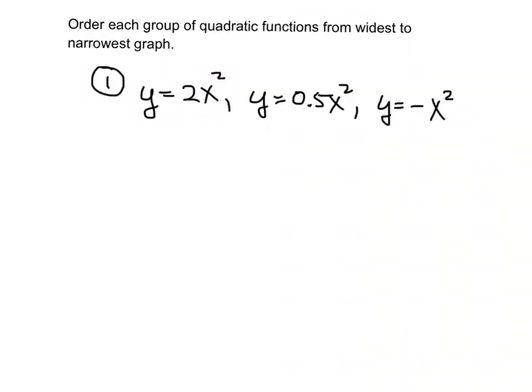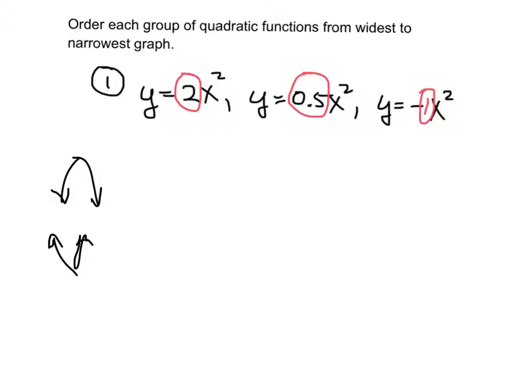In this problem, the directions say to order each group of quadratic functions from widest to narrowest graph. So we have three equations and we have to find the widest of these three graphs. First of all, don't be thrown off by that negative, because that negative just means that the graph opens upside down versus right side up. But what we're really looking for is this a value, 2, 0.5, or 1, and we're just looking at the 1, not the negative.